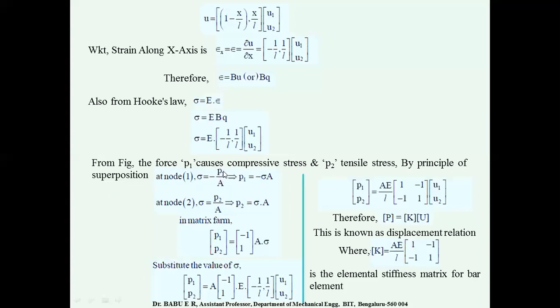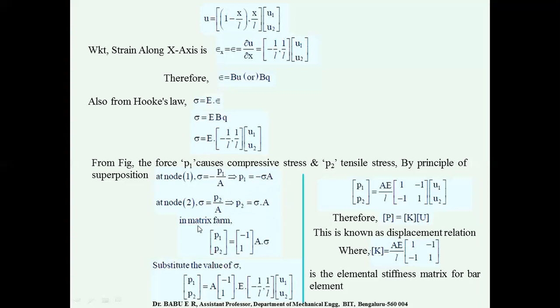So load is P1, which is compressive, so I have taken it as a negative value. Therefore, P1 equals minus sigma into A. At node 2, again sigma is nothing but load by area. So load is P2 divided by the uniform cross-section area A, which implies P2 equals sigma into A.